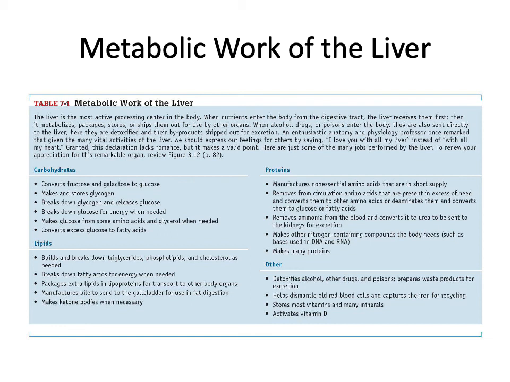Removal of ammonia from the bloodstream and converting it into urea, which is then sent to the kidneys, also occurs in the liver, as well as making other nitrogen-containing compounds, the ones listed here, RNA and DNA. It also carries out a number of other functions, detoxifying alcohol and other drugs and other compounds.